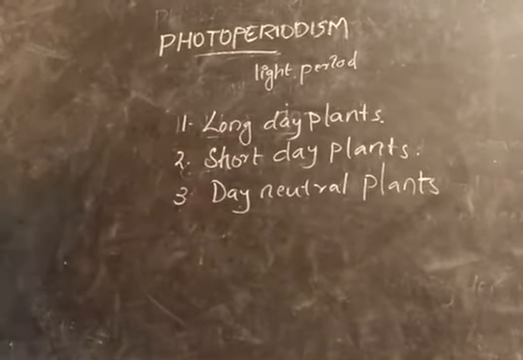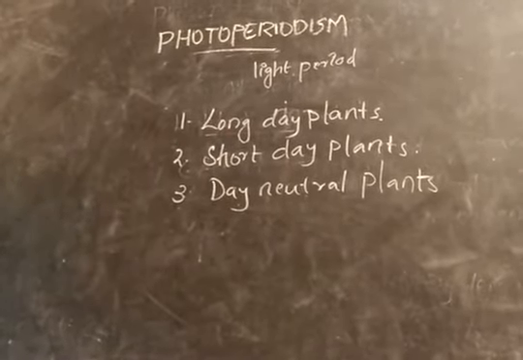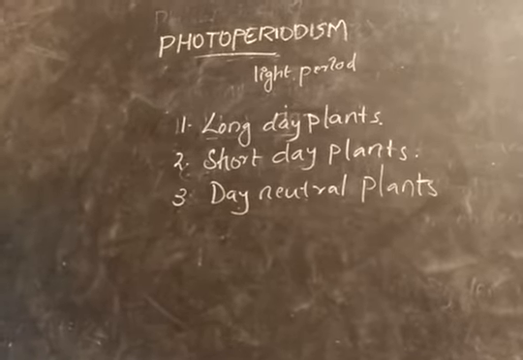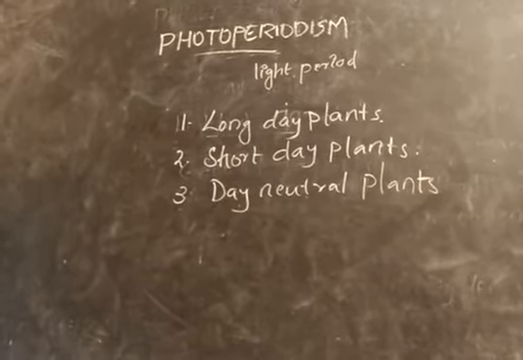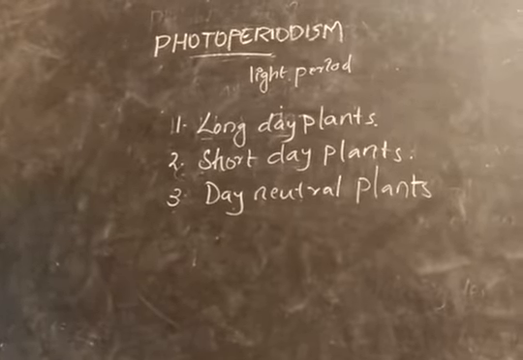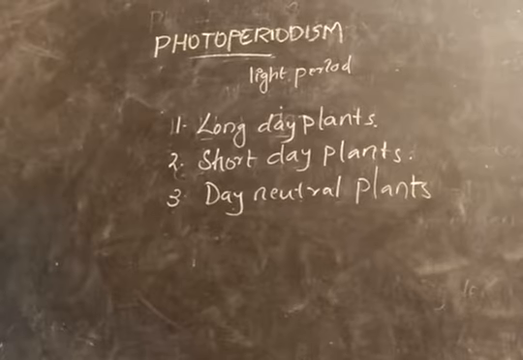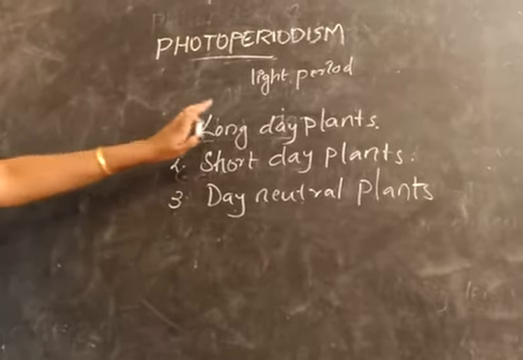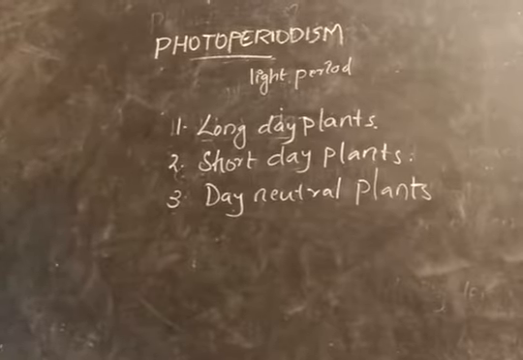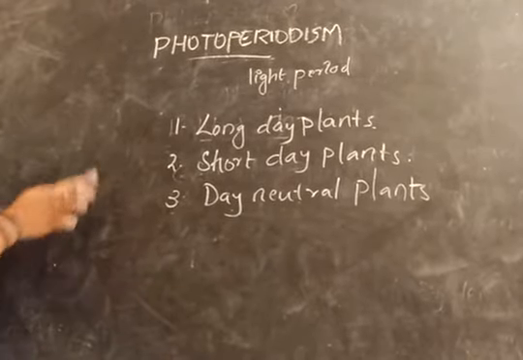Examples for long day plants are barley, pea, and oats, whereas short day plants are tobacco, cocklebur, rice, chrysanthemum, and soybean. Day neutral plants are potato, rhododendron, tomato, and cotton. So, based on photoperiodism, plants are classified into 3 types. Then we move on to photoperiodic induction.